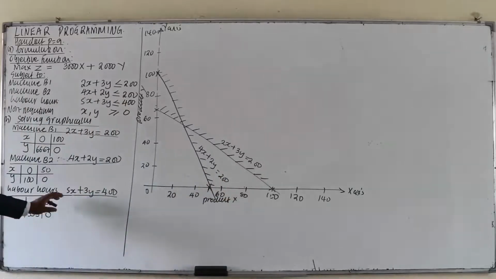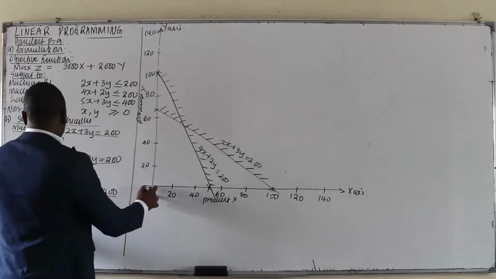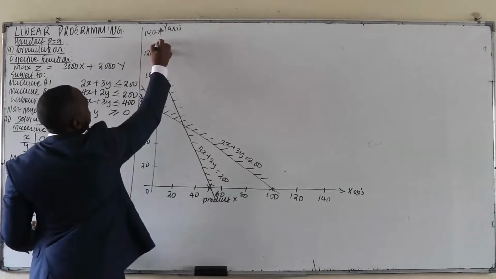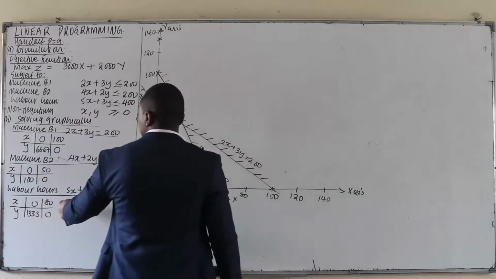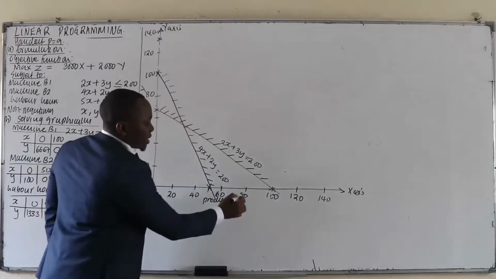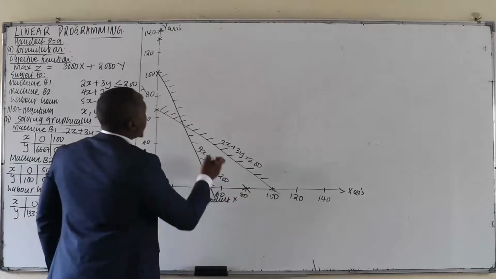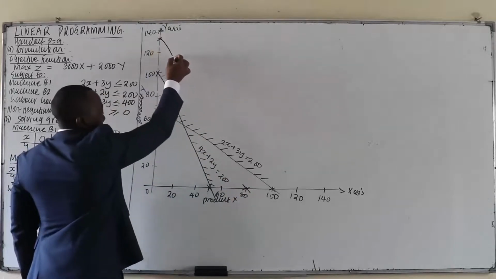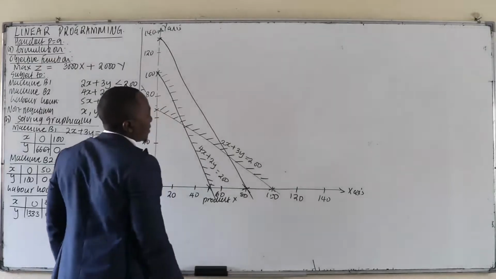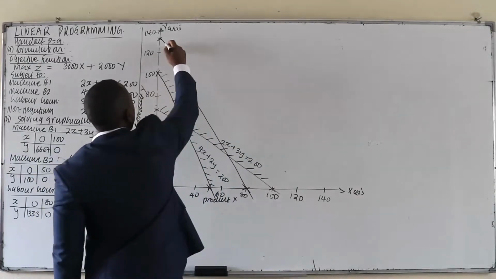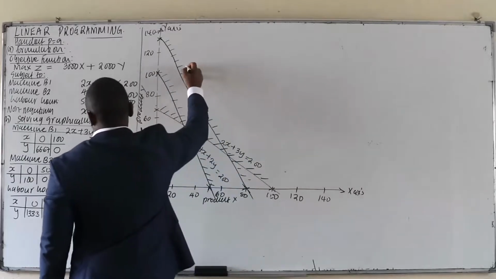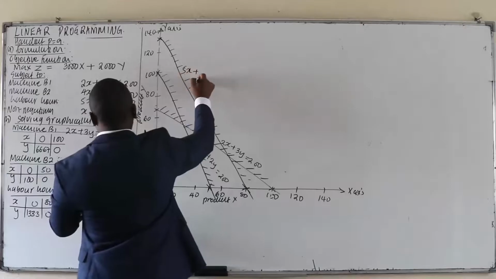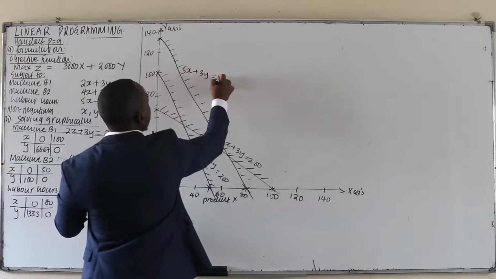Lastly, we have labor hours. When x is 0, y is 133.3, so it's approximately there. When x is 80, y is 0. 80 is there. Then you join that, like that. Then you always shade on your right-hand side. That's the unwanted part. And this was 5x plus 3y equals 400.